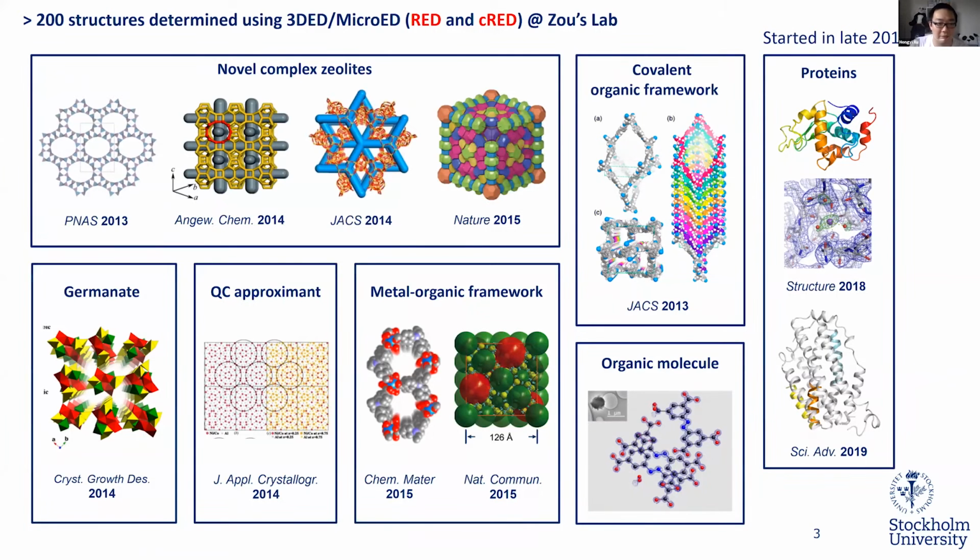Okay, with 3D ED and micro-ED in Xiaodong Zou's lab, we've solved more than 200 structures in the past 7-8 years. As you can see, the lab started working on material science. So we've been looking at novel complexes of zeolites, COFs, germanates, quasi-crystals, and also metal-organic frameworks. I joined the group in 2014, and in late 2014, I started to look at the possibilities of applying 3D electron diffraction techniques to organic molecules as well as proteins.